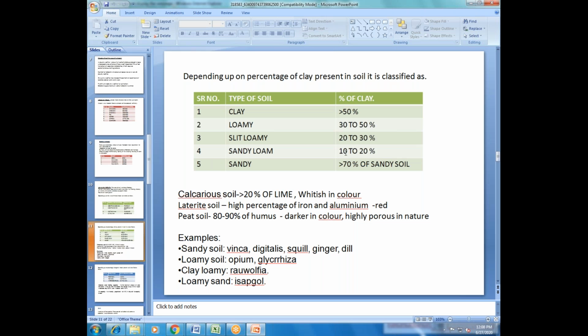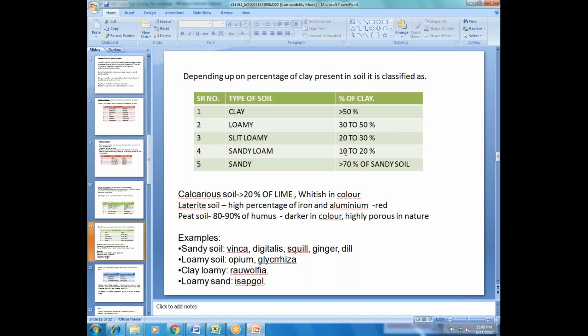That's why if you put your leg on it, you can slip. It is very fine. That's why we make pottery from it, because it binds well. So loamy, then silt loamy, sandy loamy, and sandy. Sandy contains more than 70% sand.